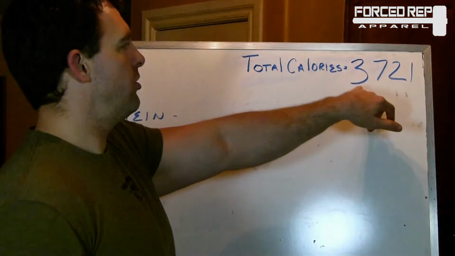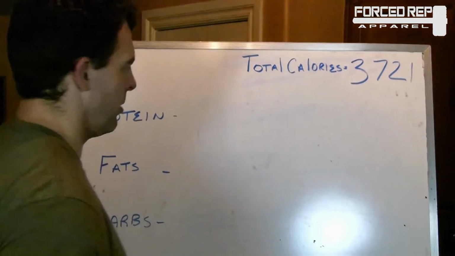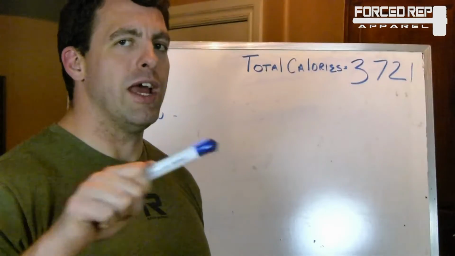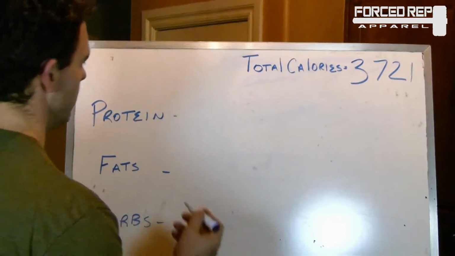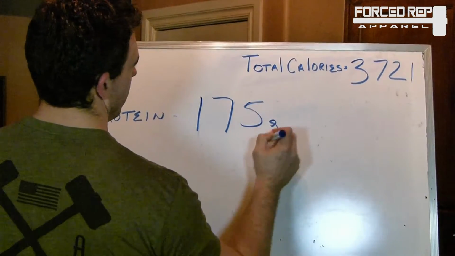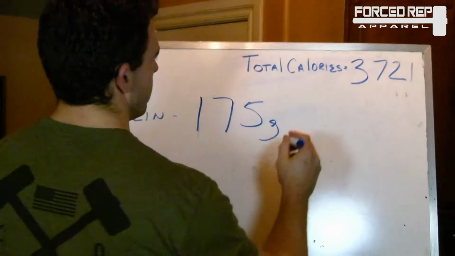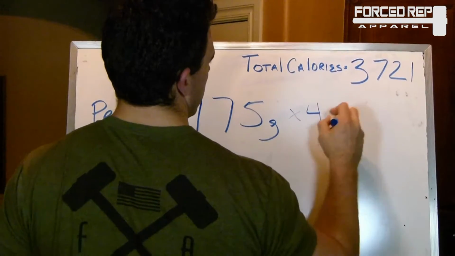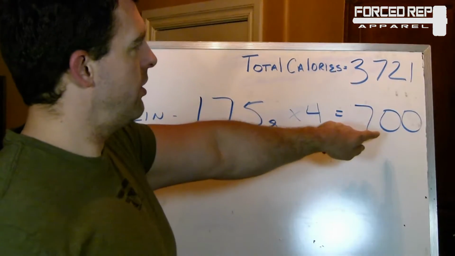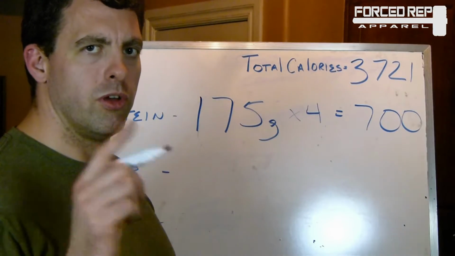So 3,721 calories is our daily caloric intake. So we're going to start with that number. Protein is easy. Protein, you want to get 1 gram of protein for every pound of body weight. So our gentleman weighs 175, so he's going to get 175 grams of protein. Now each gram of protein has 4 calories in it. So we're going to multiply that by 4, and that gives us 700. So 700 of the 3,721 calories is going towards protein.